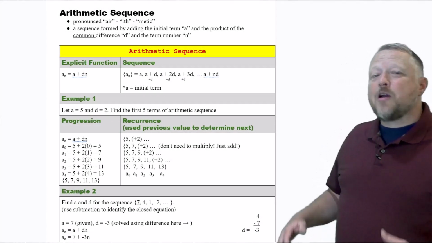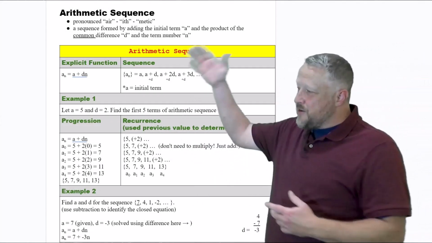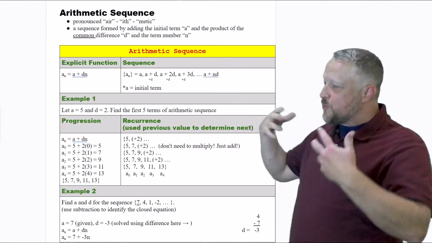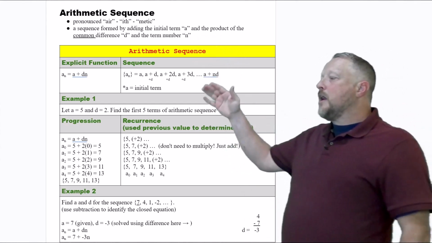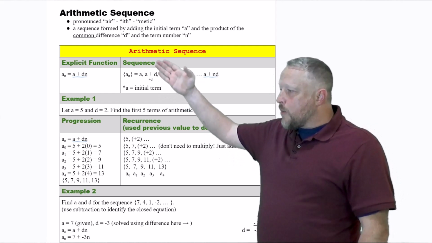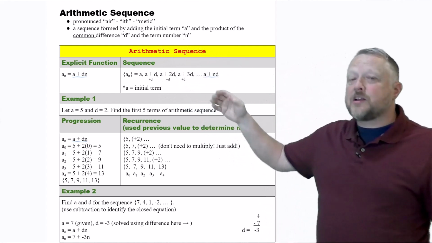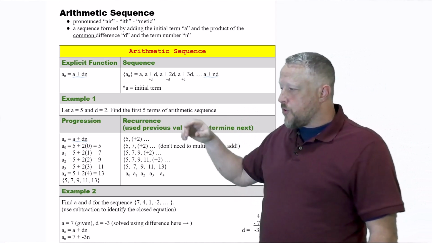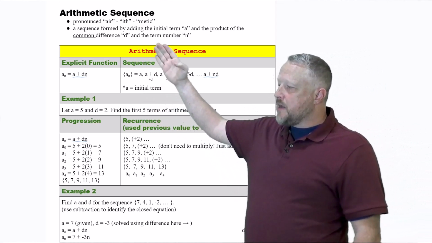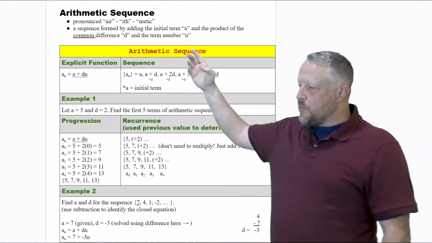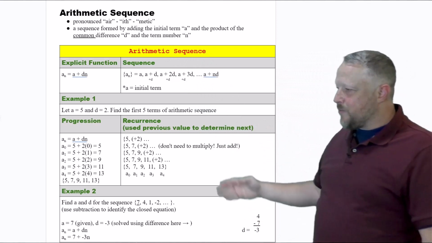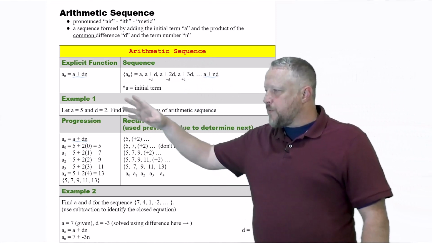So welcome to Arithmetic Sequence. I know that says arithmetic, but that's how it's pronounced. This is a sequence formed by adding the initial term A and a product of a common difference, which I'll go over in a second, D, and the term number n. So what the heck does that mean? Well, I'll go to the explicit function in a second.